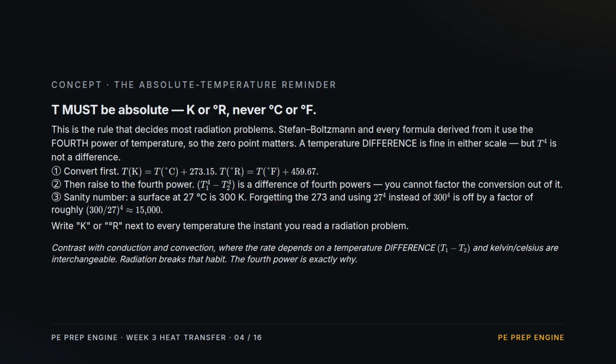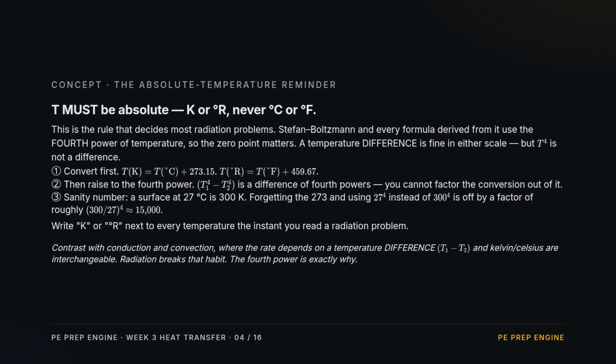Every radiation formula uses the fourth power of temperature, so the zero point matters. A temperature difference is fine in either scale, but T to the fourth is not. Convert first. Kelvin equals Celsius plus 273.15. Rankine equals Fahrenheit plus 459.67. Then raise to the fourth, and T1 to the fourth minus T2 to the fourth is a difference of fourth powers. You can't factor the conversion out of it.